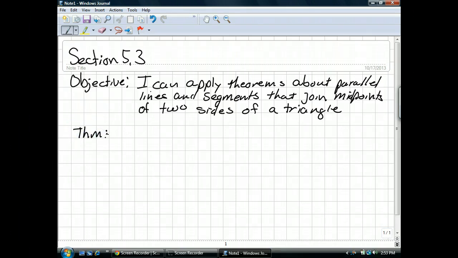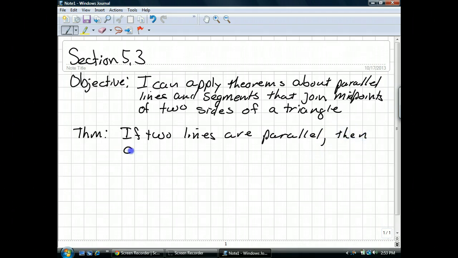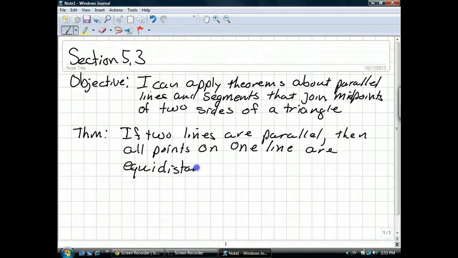So the first theorem says if two lines are parallel, so that's our given. We have two lines that are parallel. Then all points on one line are equidistant from the other line.